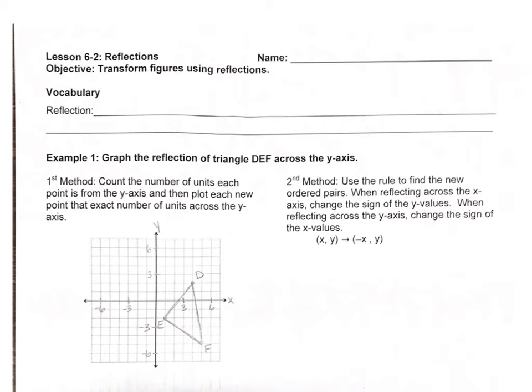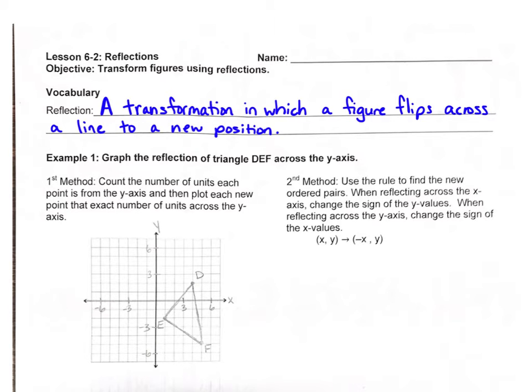Lesson 6.2 is about reflections. We're going to transform figures using reflections. A reflection is just a transformation in which a figure flips across a line to a new position. You can think of it like a reflection in a mirror. When you look in a mirror, you look exactly the same as you are, except you're backwards.